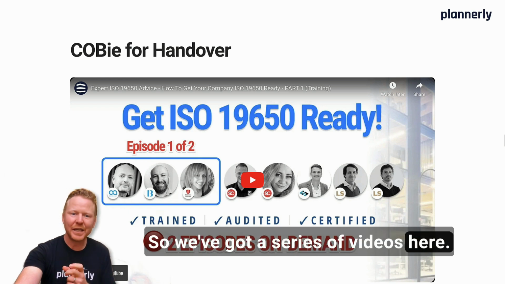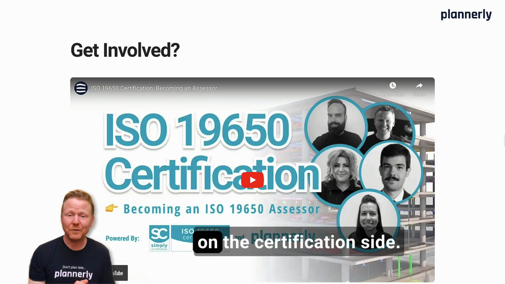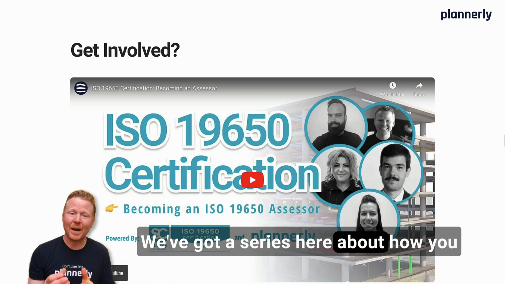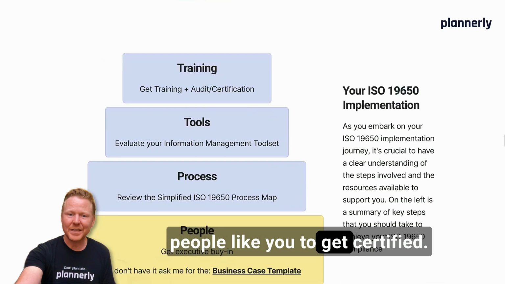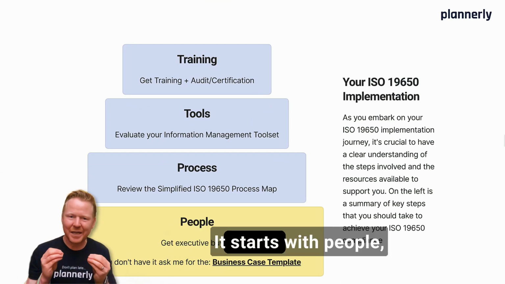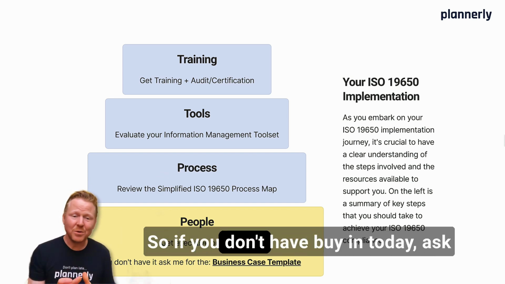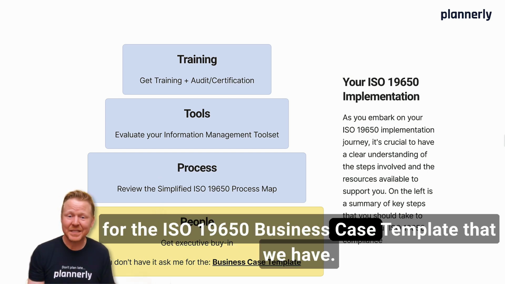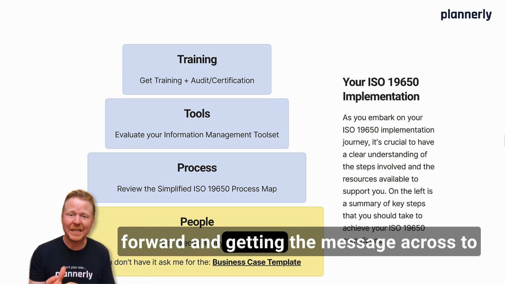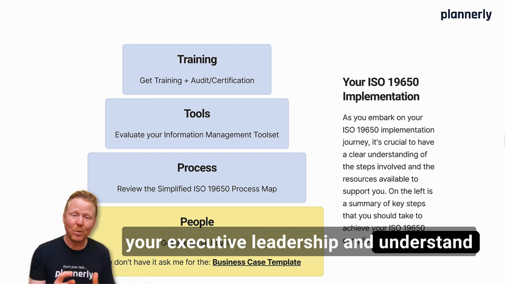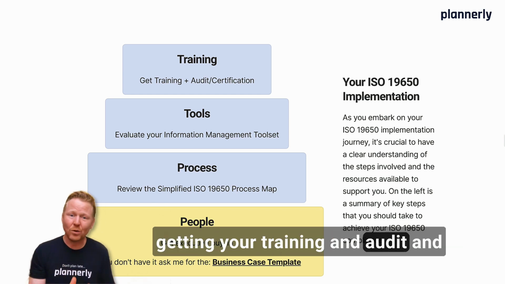So we've got a series of videos here about how to get trained, how to get audited, and how to get certified. If you actually want to get involved yourself on the certification side, we've got a series here about how you could be an assessor for ISO 19650 as more and more companies are needing people like you to get certified. This pyramid of requirements starts with people, and your implementation is only going to be successful if you get executive buy-in. So if you don't have buy-in today, ask for the business case template that we have. We can give you that so you can get started with really putting a good foot forward and getting the message across to your executive leadership and understand why it's important and how to get that first step on the ladder towards getting your training and audit and certification.